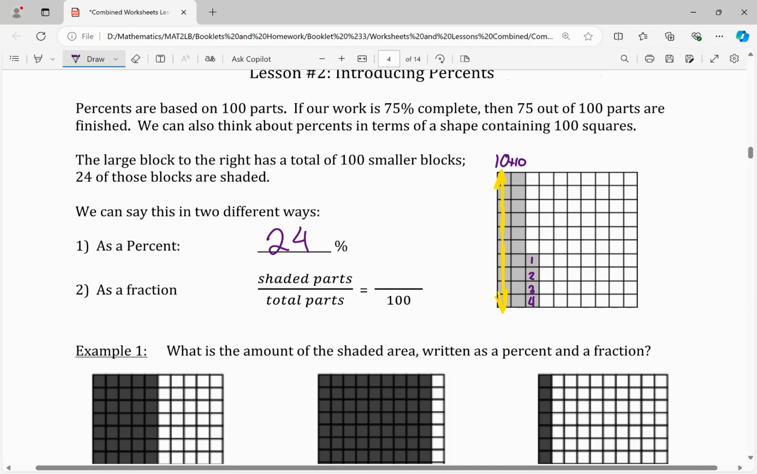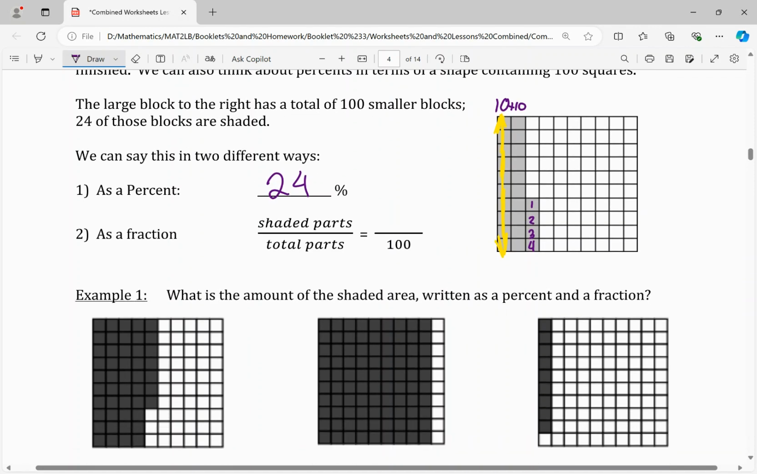Another way to represent a percent is as a fraction, where you're going to take the shaded parts and divide it by the total parts. Effectively, all that you need to do is take the percent and divide it by 100. So 24% and 24 out of 100 mean the same thing.